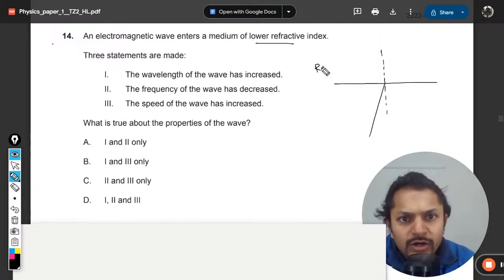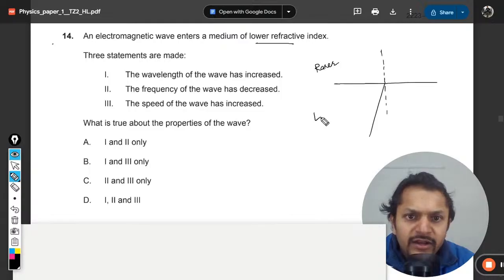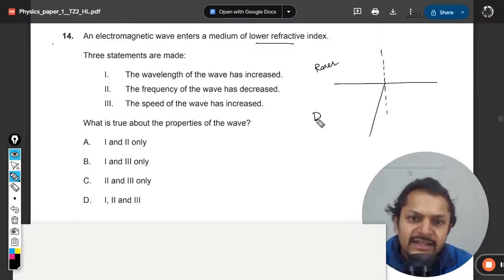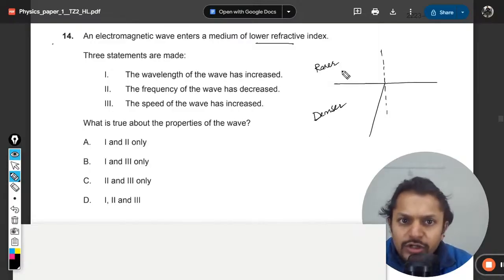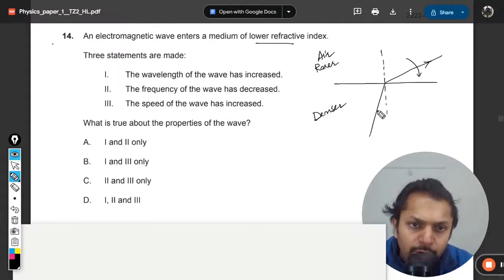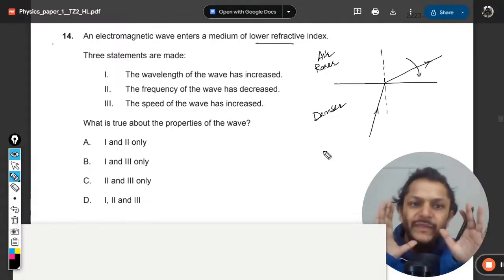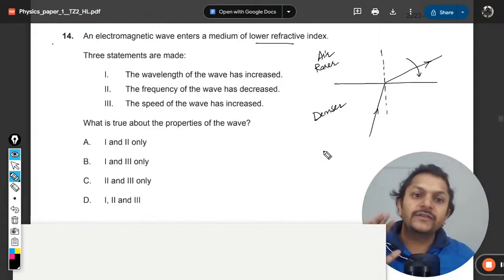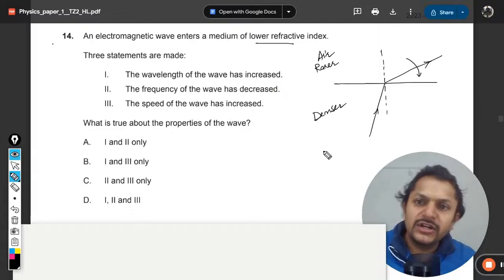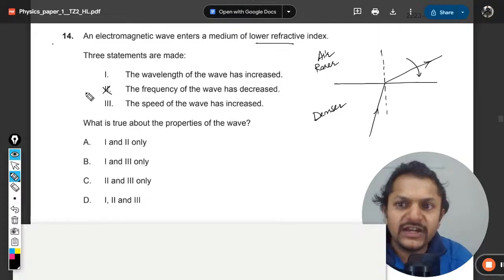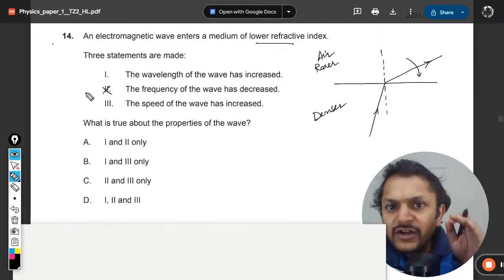Obviously, if it is going into a rarer medium, rarer means the medium for which there is lower refractive index, and this will be denser, just like water, and this is, let us say, air. So it would be first of all bending like this, isn't it? It would be bending away from the normal, that we know. Now, one thing is clear, that whenever refraction is taking place at these kind of surfaces, the frequency doesn't change. So the wavelength of the wave has increased, the frequency has decreased. So 2 is definitely wrong. Frequency of the wave has decreased.